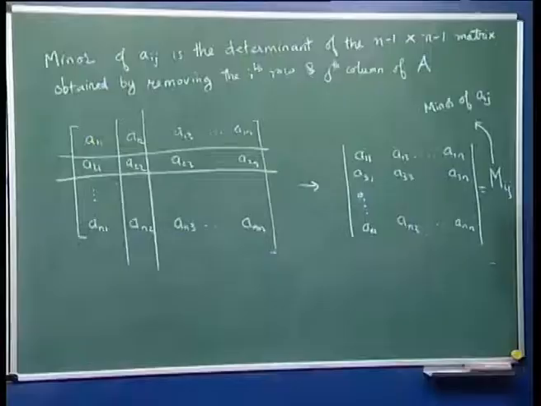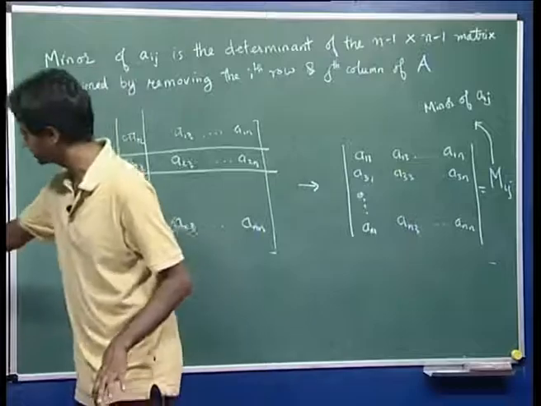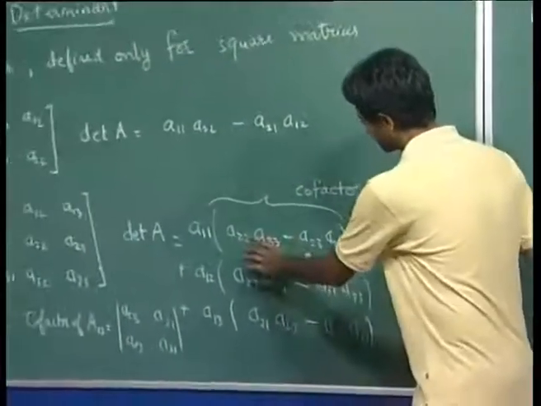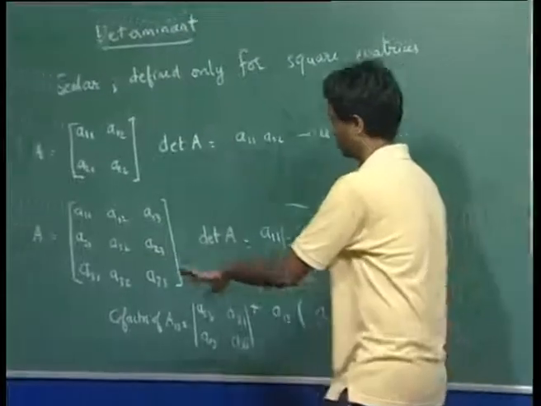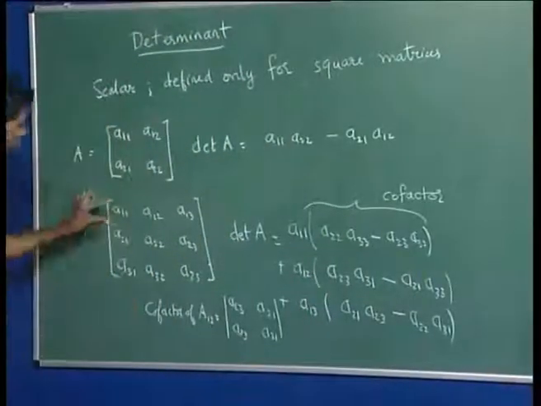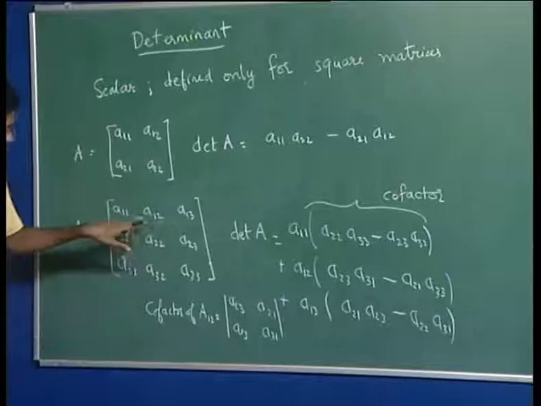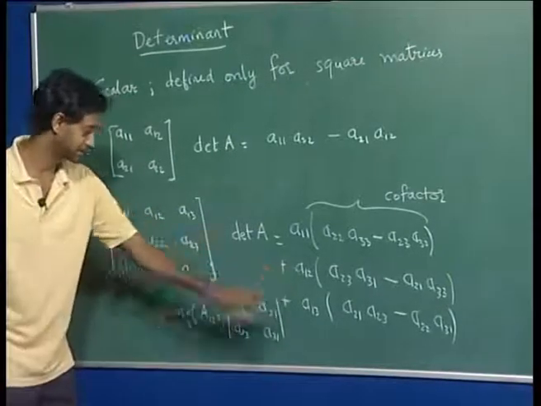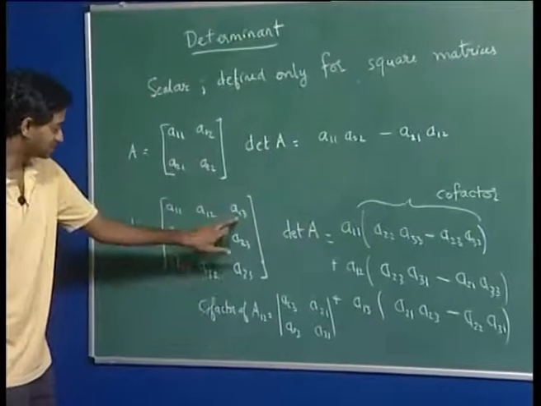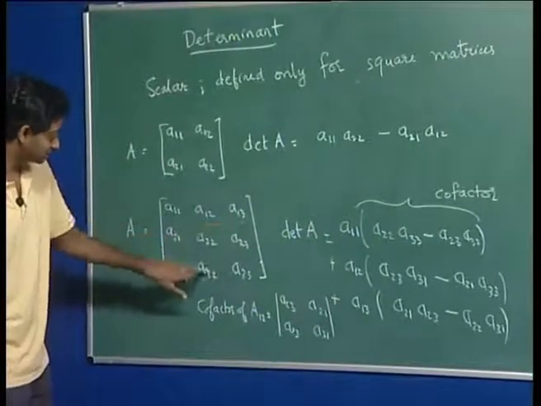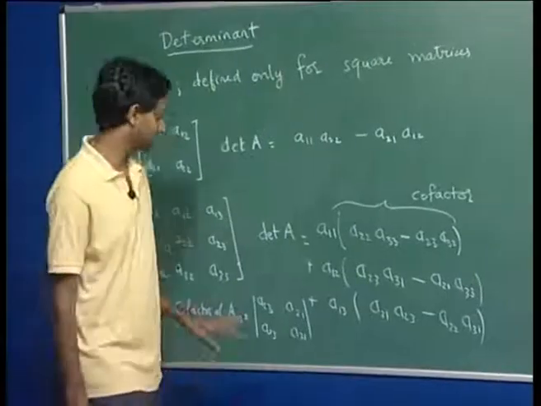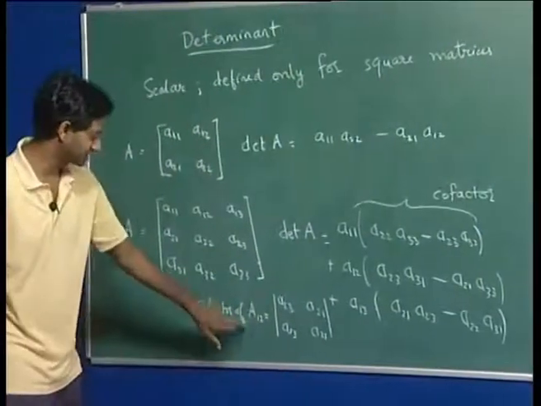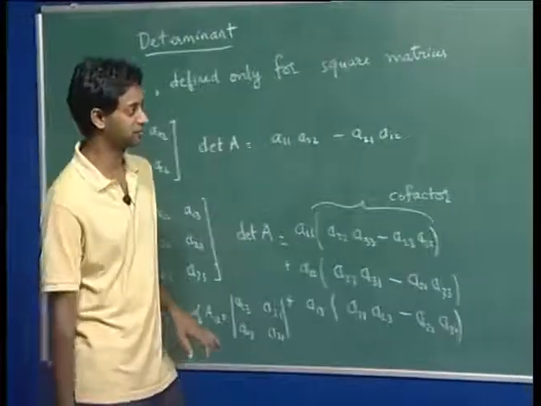Okay. Now, notice that when we calculated the determinant, it is sometimes the minor that appears as it is. What multiplies A11 is the minor of A11, but what multiplies A12 is not the minor, but in fact the negative of the minor, and what multiplies A13 is the minor of A13. So, this quantity which is sometimes equal to the minor and sometimes equal to the negative of the minor is called the cofactor.